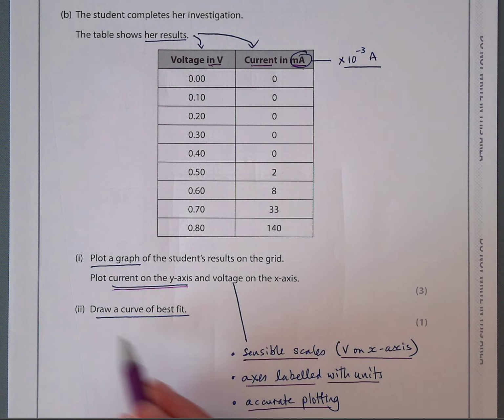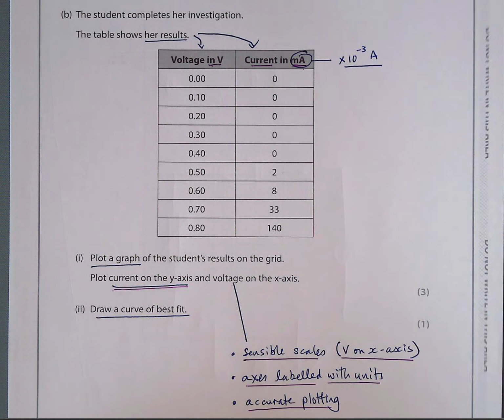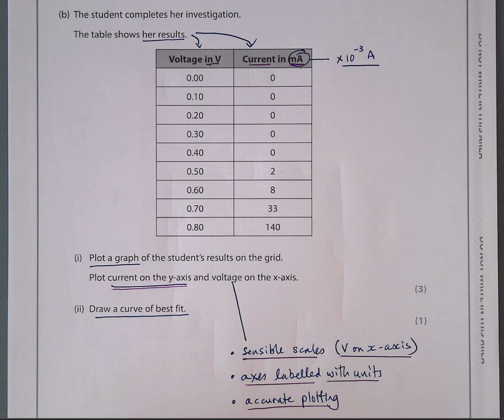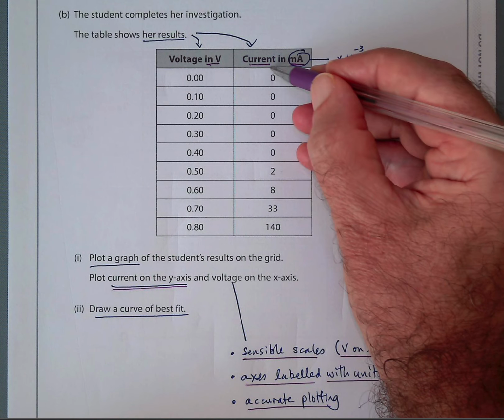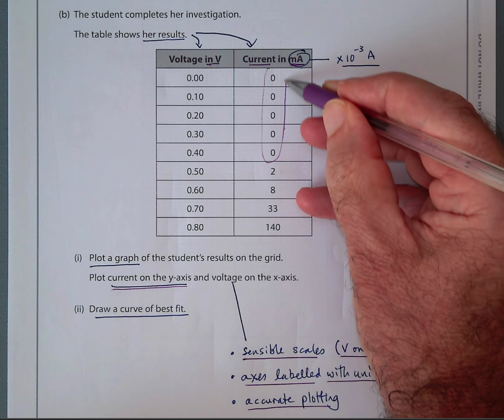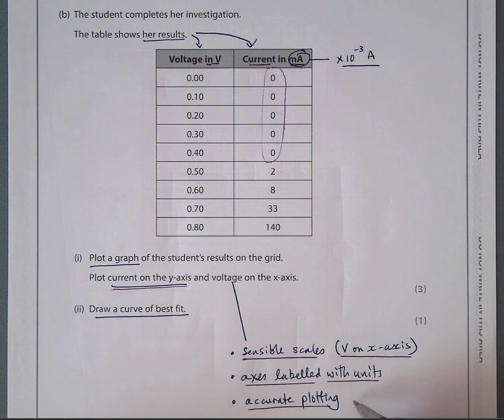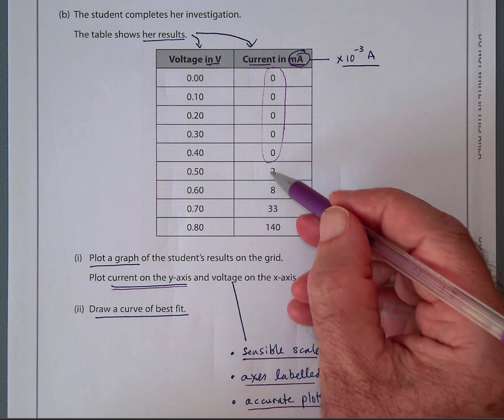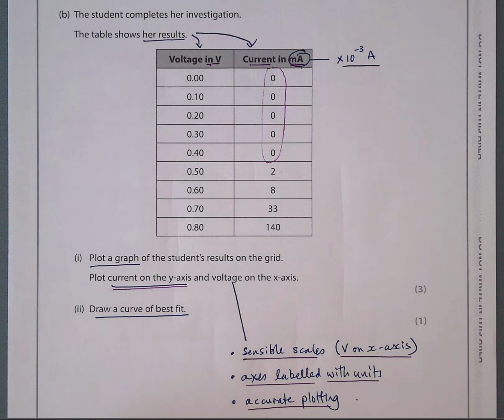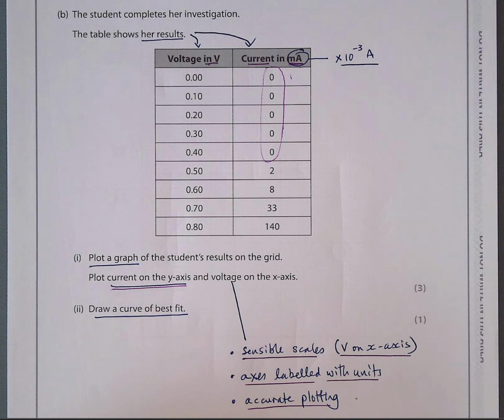And finally, when you draw your curve of best fit, it needs to be drawn going through all the points. Some people were ignoring all of these zeros and they didn't bother plotting them, so they lost accuracy for plotting, they lost that mark, and they lost the curve of best fit if they only included these 4 points. Okay, so zeros are needed for this question. You can't just ignore them.